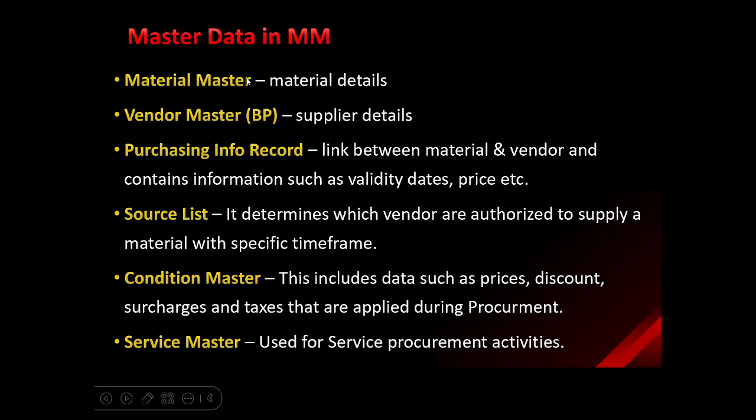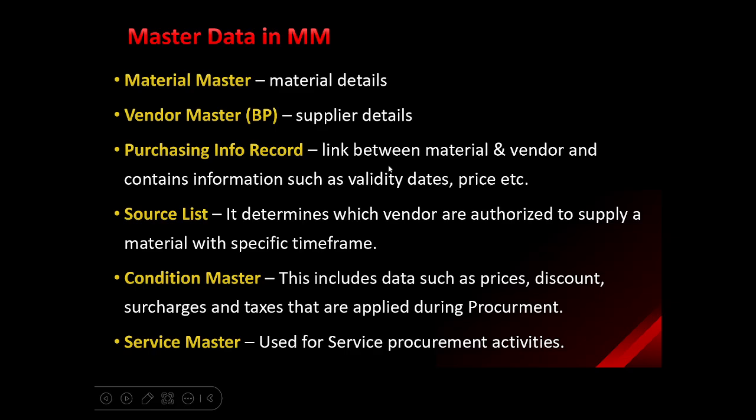Then we have vendor master, and now in S4 HANA it is known as business partner, BP. So here we will be storing all the details related to business partner, like vendors. Then we have purchase info record. Purchase info record is the linkage between the material and vendor, and it contains information such as validity dates, price, etc. I will be showing you how to create this in the system. Then we will discuss this in detail.